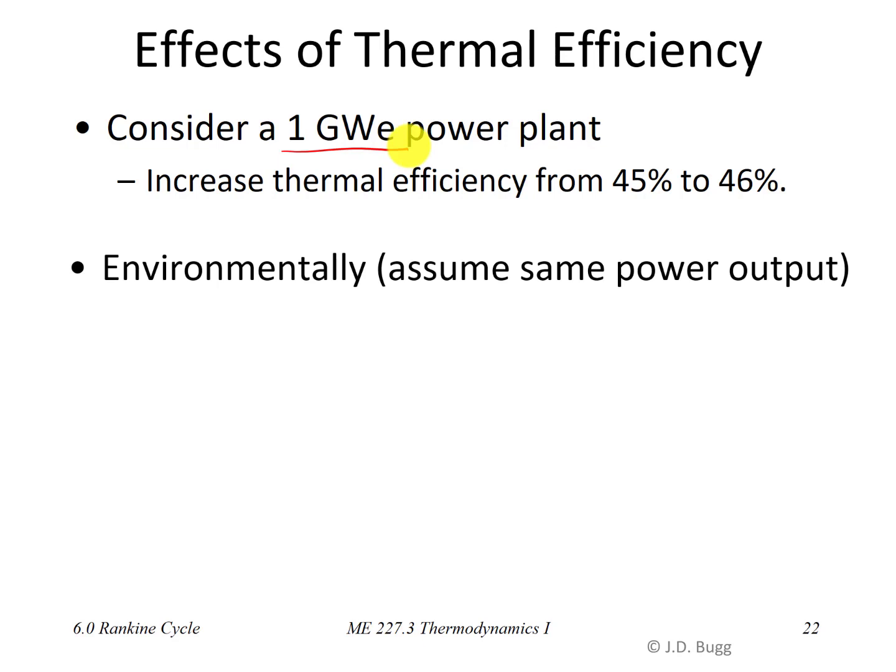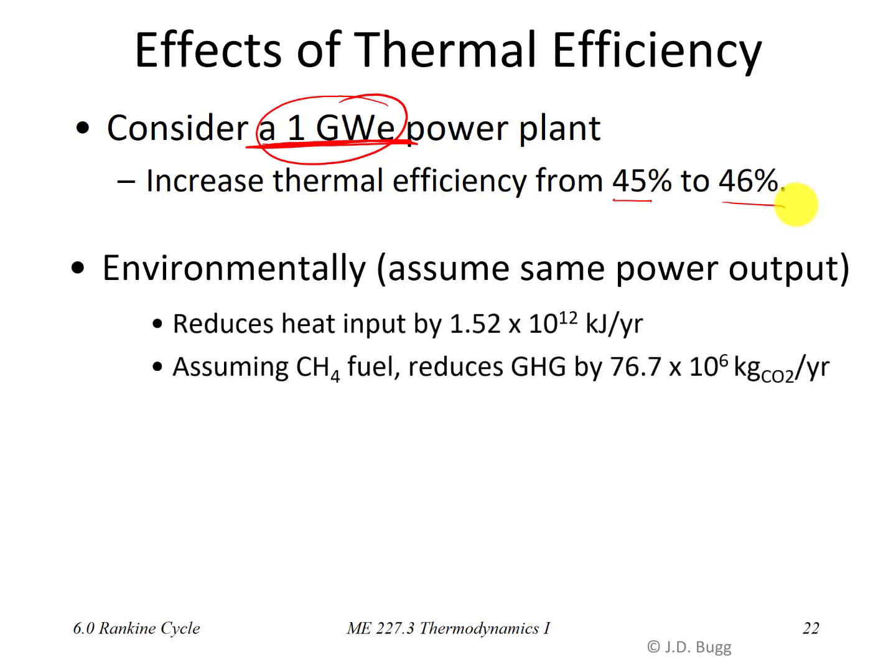Well, let's first of all look at this environmentally. So we're going to produce 1 gigawatt electric no matter what. So as this increase in thermal efficiency is effected, if you maintain the same plant output, that means you're going to be able to use a little bit less fuel, whatever that happens to be. So for a 1 gigawatt plant, increasing the thermal efficiency from 45 to 46% reduces the heat input required by about 1.5 times 10 to the 12 kilojoules per year. Now it's kind of hard to have a feel for that, but that is a lot of energy.